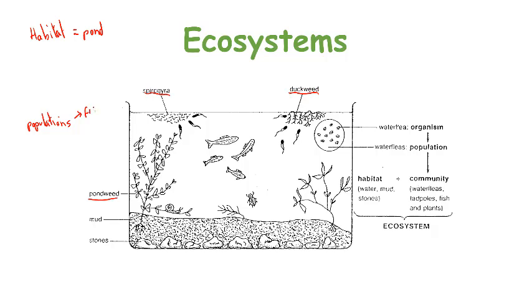So we've got populations of fish, which is all the fish, so all the same species in that area. We've also got tadpoles. We've also got the pondweed. Now, they are a community because we've got populations of different species in the same area together. The ecosystem then is this entire pond where we have a community of organisms living and they're affected by the environmental factors around them.